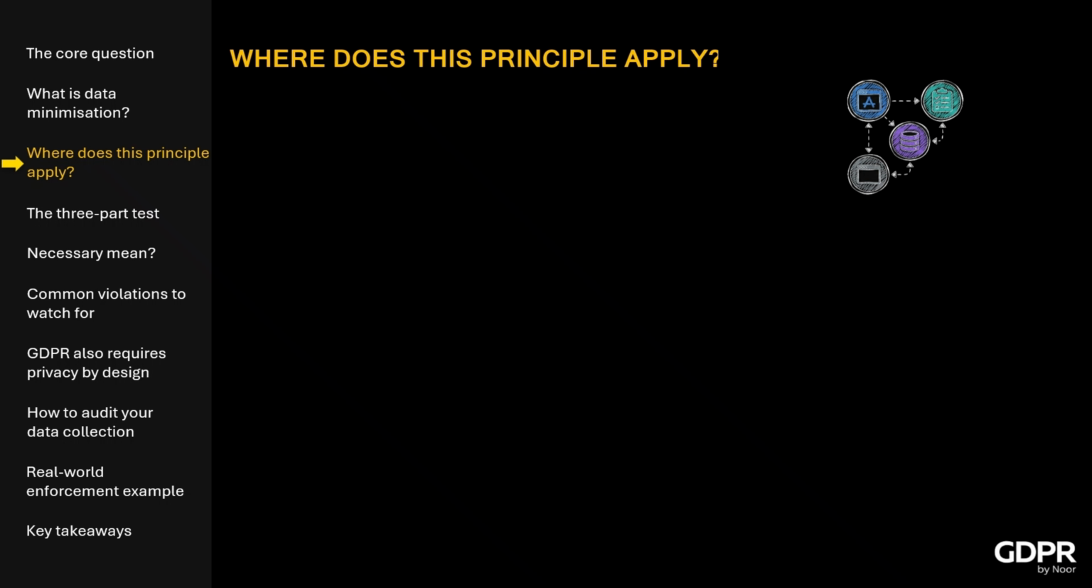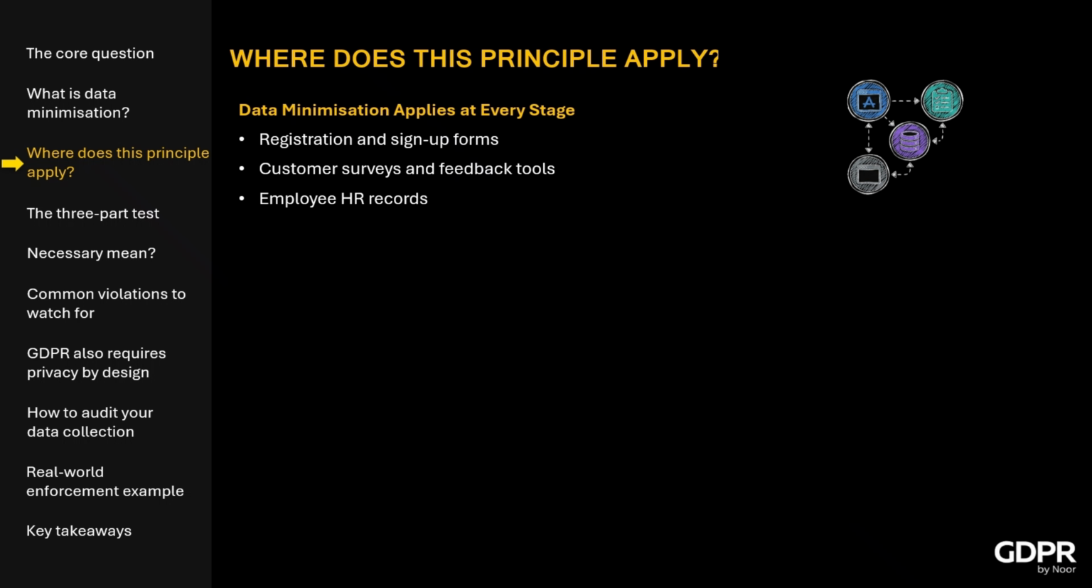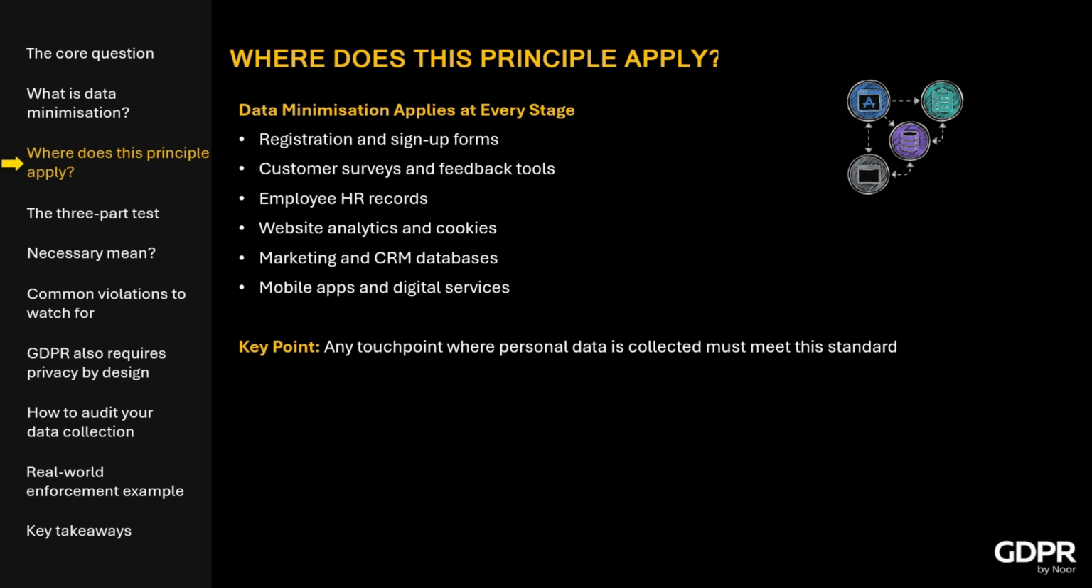Where does this principle apply? Data minimization is not limited to one department or system. It applies at every point where personal data enters your organization: sign-up forms, surveys, HR systems, analytics, CRM tools, apps, and cookies. If personal data is being collected anywhere, the minimization obligation applies there.